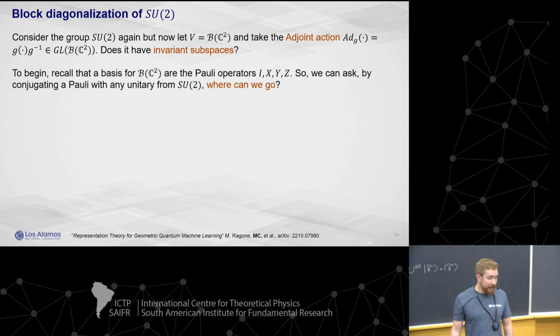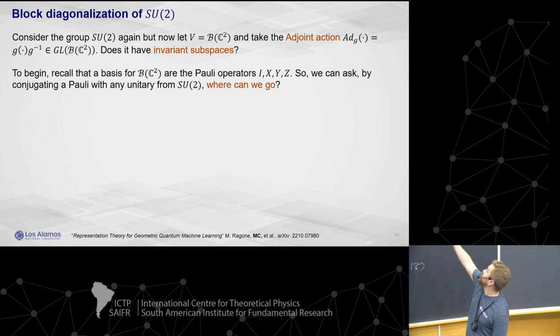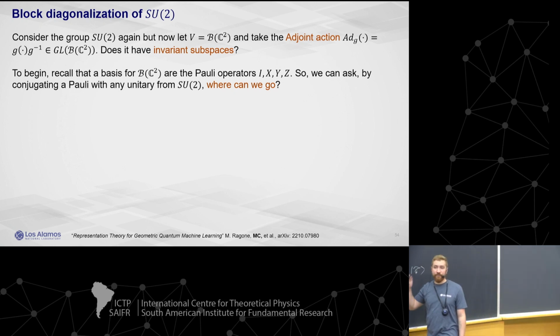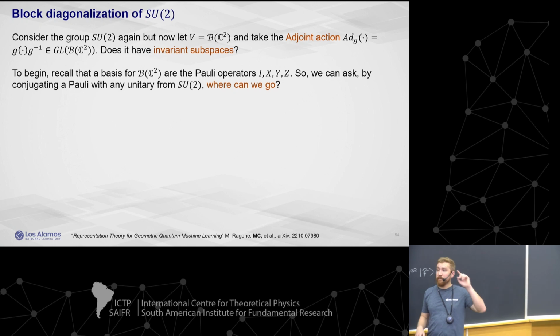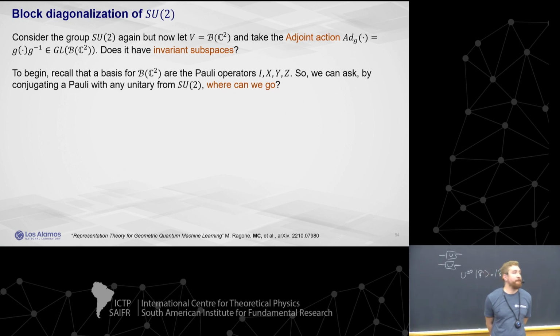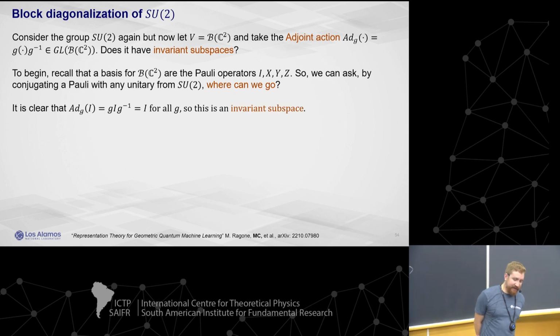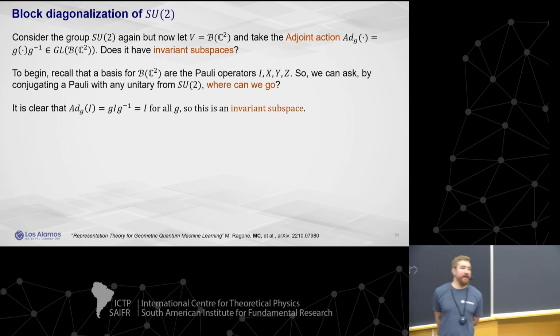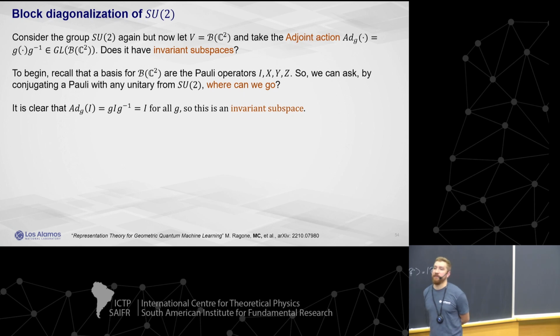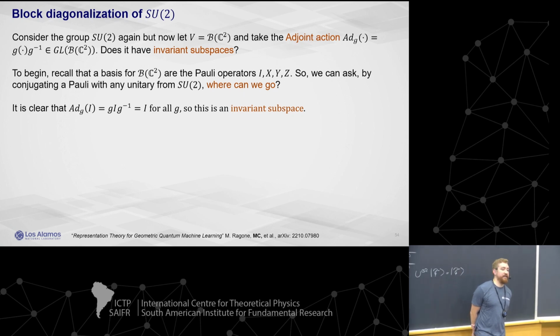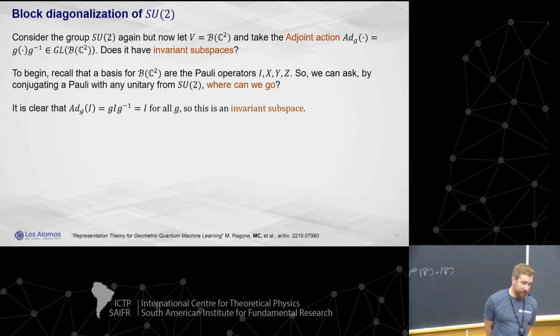And again, how do we answer this? We just take a basis, and we conjugate all the elements of the basis with unitaries, and we ask, where can we go? By looking at this, would you think that this is irreducible or not? What happens if I take the identity and I conjugate by any unitary? Can I get to X, Y, or Z? Oh, I get stuck in the identity. So this is an invariant subspace.